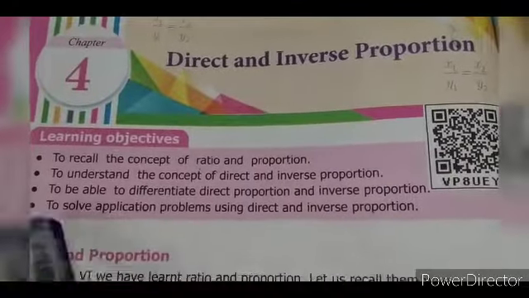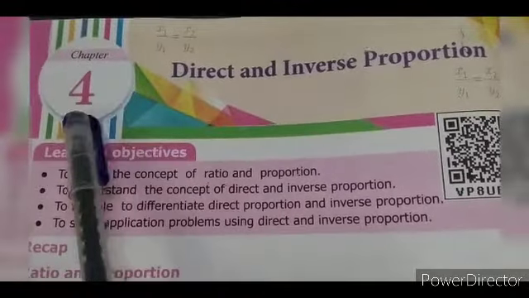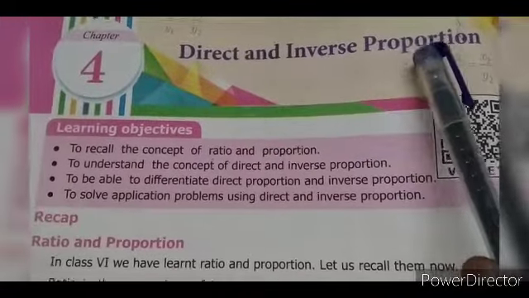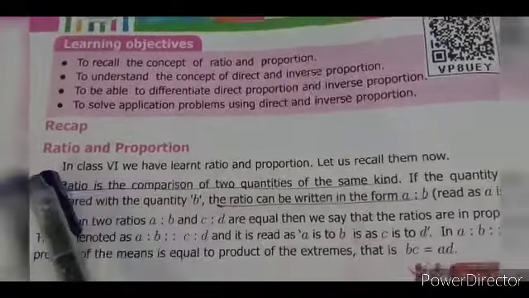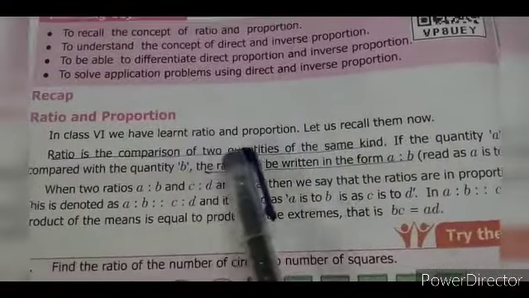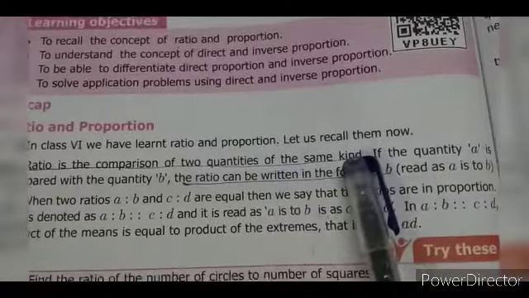Dear students, today we are going to see chapter 4, direct and inverse proportion. Before going to the chapter, I would like to recall what a ratio and a proportion are. A ratio is a comparison of two quantities of the same kind.